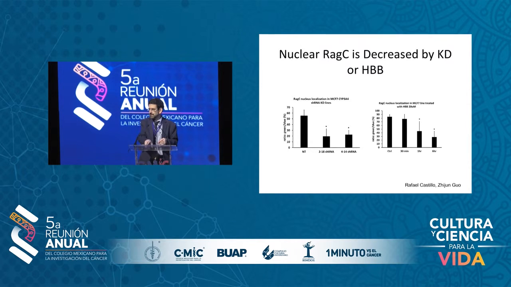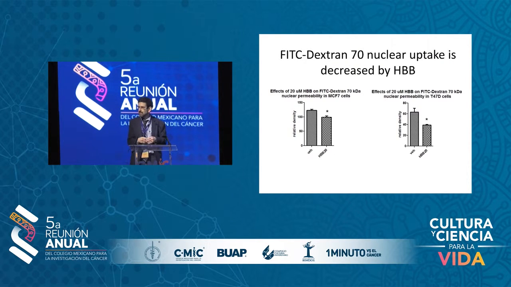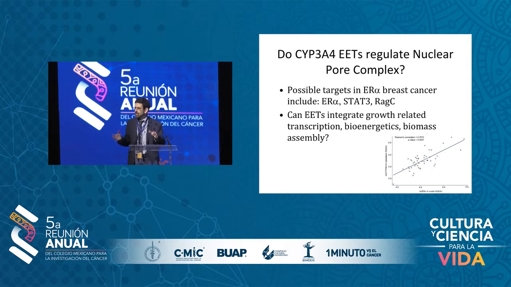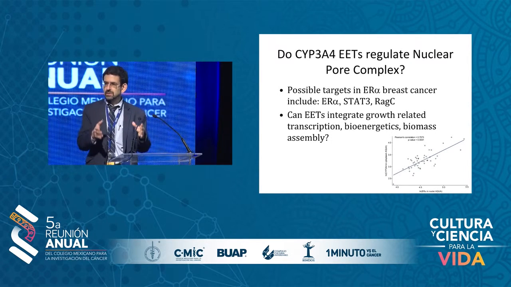And this appears to be a more general mechanism, because if we permeabilize cells and we just add 70 kilodalton fluorescein dextran and look at nuclear pore function, what we find is that HBB can block that function in MCF7 cells and T47D cells. And this now brings us back to our original observations, and they really do make sense.